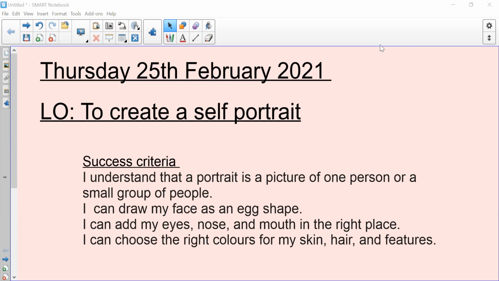Okay then, so how are we going to be successful with achieving our learning objective today? Hopefully you'll be able to understand that a portrait is a picture of one person or a small group of people. You will be able to draw your face as an egg shape. You'll be able to add your eyes, nose, mouth in the right place, and you'll be able to choose the right colours for your skin, hair, and features.